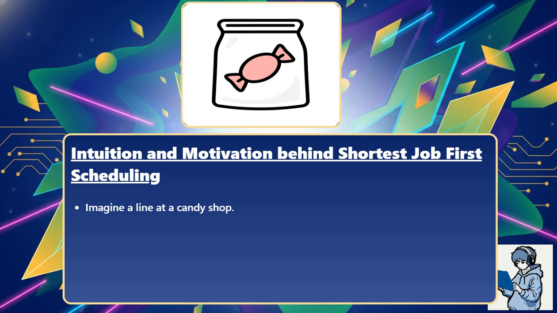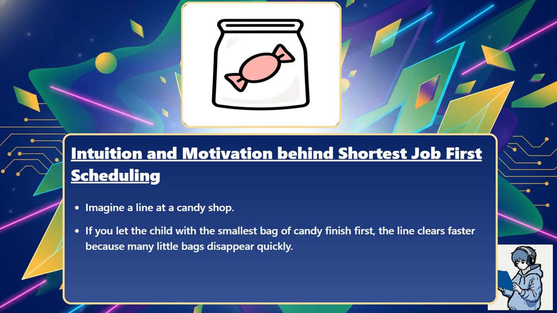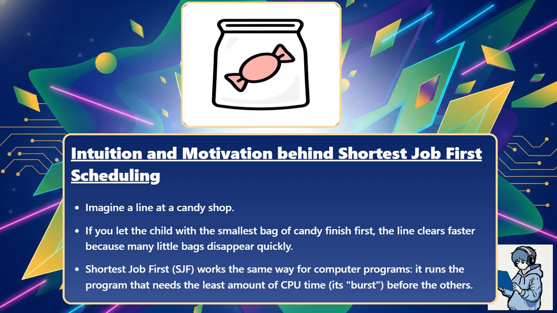Imagine a line at a candy shop. If you let the child with the smallest bag of candy finish first, the line clears faster, because many little bags disappear quickly. Shortest job first (SJF) works the same way for computer programs. It runs the program that needs the least amount of CPU time, its burst, before the others.